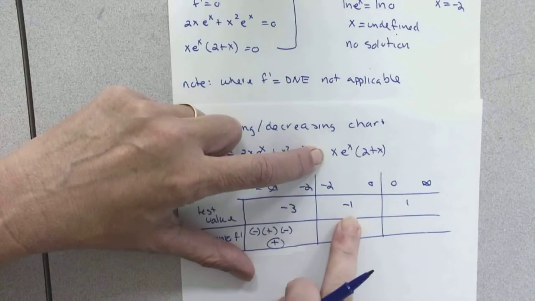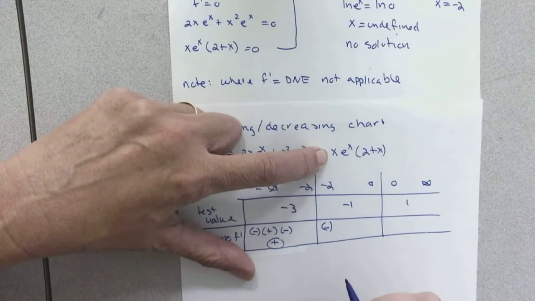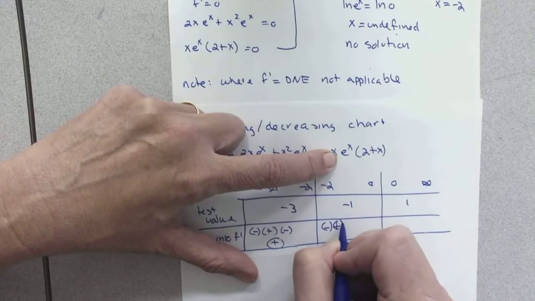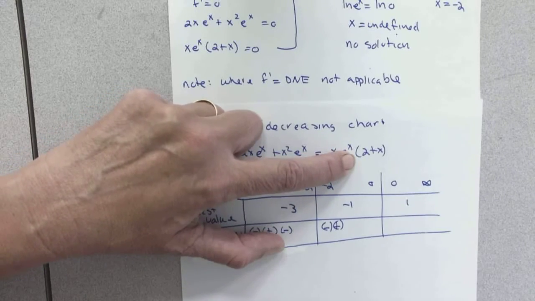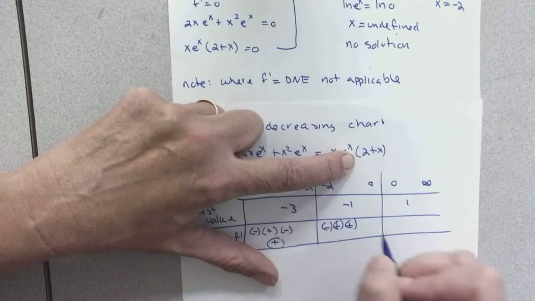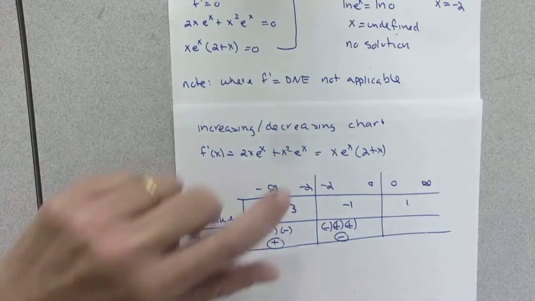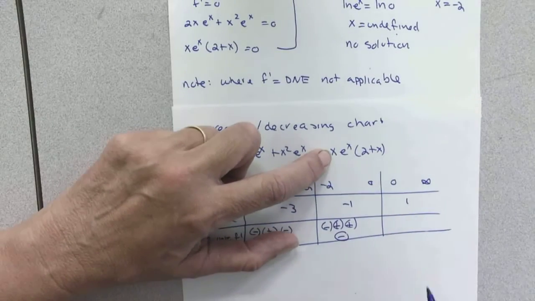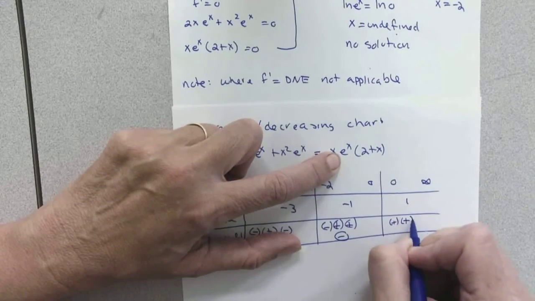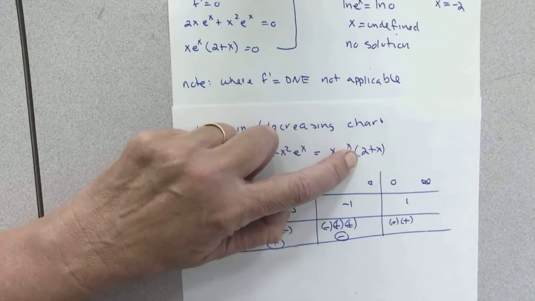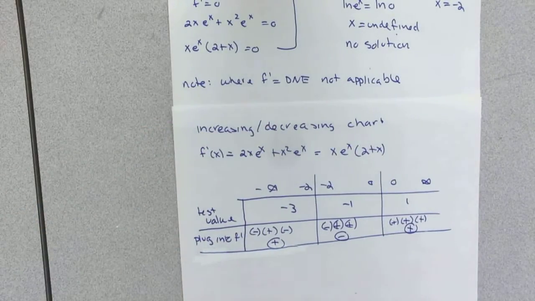Plug my test value of -1 into this one. If I plug into the x, it'll be negative. If I plug it into the e to the x, e to any exponent is positive. And if I plug into the 2 plus x, that's going to be positive. And so that's going to be a negative there. And then lastly, plug in the 1. If I plug the 1 into the x, that's going to be positive. If I plug it into the e to the x, it's going to be positive. If I plug into the 2 plus x, it's going to be positive. And so the whole thing is positive.